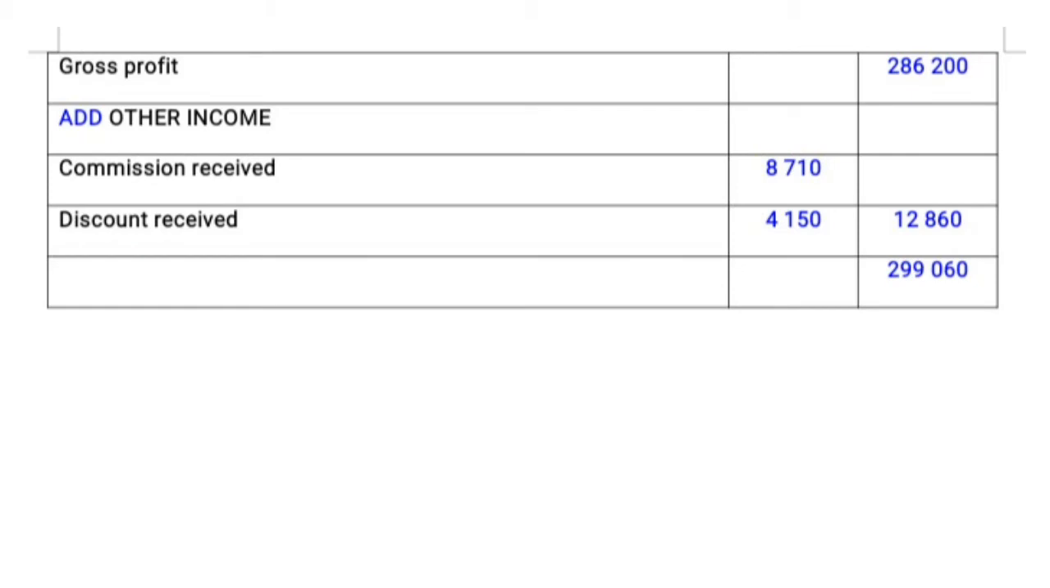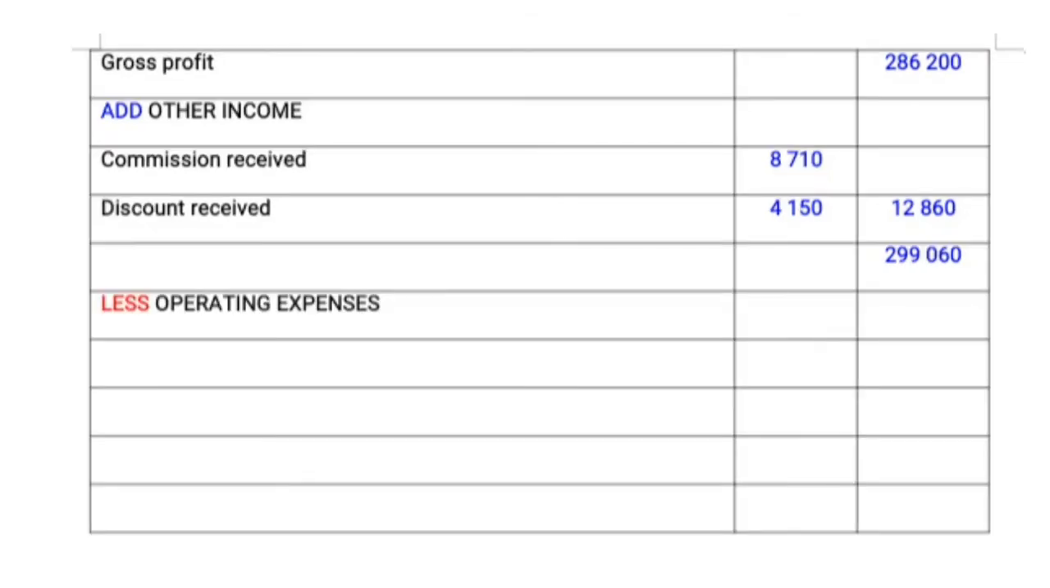So I'm going to add 8710 plus 4150. You get 12,860. Then you add 12,860 on 286,200. You come with 299,060. Right. So there's no need to write, this is not gross profit, but we have added to the gross profit already. Right, so we now move on to the next heading, which is less expenses.